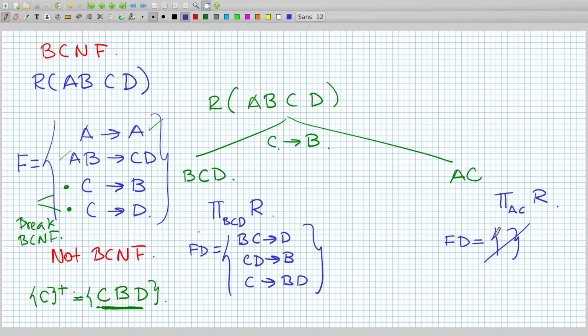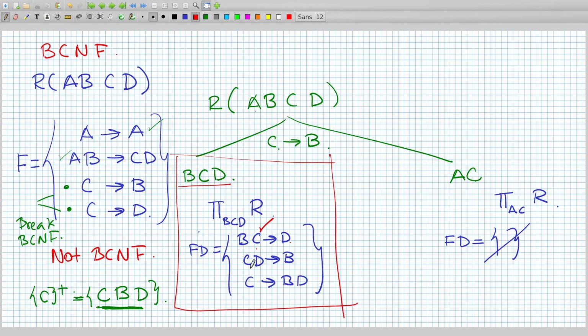Are these relations BCNF? If they're not BCNF, we need to keep going. So we need to verify whether BCNF, and we can do that now because we have all the information that we need. So now, given this information, is this relation BCNF? Well, let's look at that. Is BC a super key of BCD? Yeah, because if you give me BC, I can compute BCD. The closure of BC is BCD.